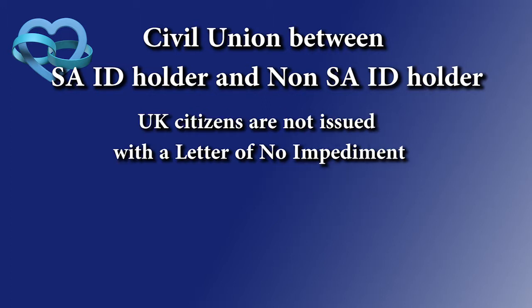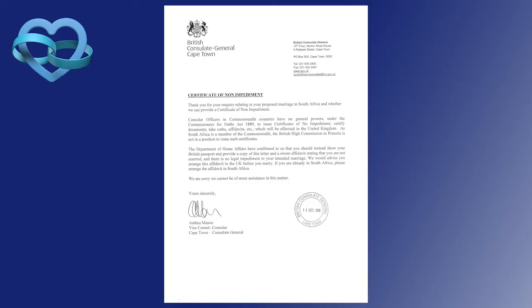Now guys, if you're a non-South African British subject getting married in South Africa, you will find that the British government does not issue a letter of no impediment. That is just the way it is. So all you're going to have to do in that case, if you're a British subject, is get from the British embassy or consulate a letter stating that they do not issue.